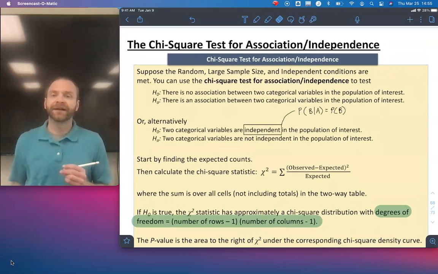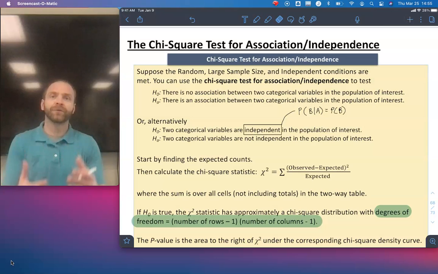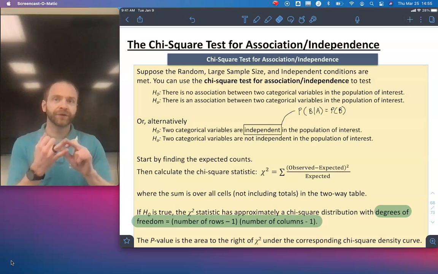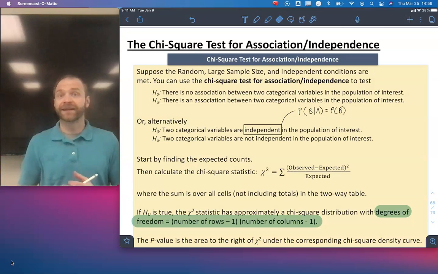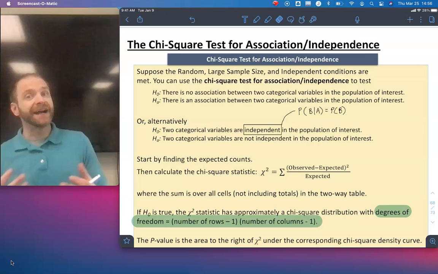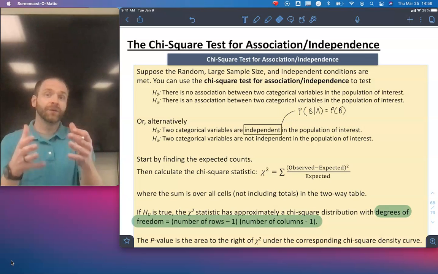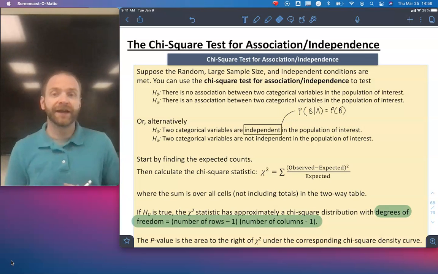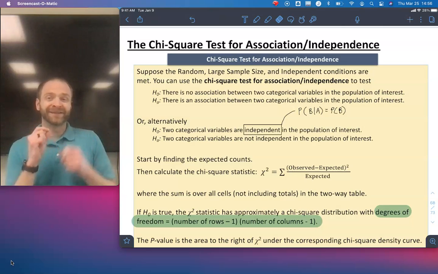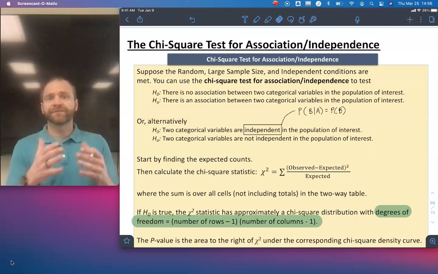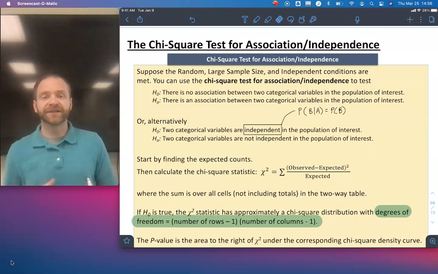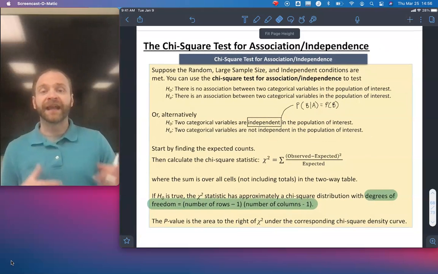I'm not going to write it down, but right here it says find the expected counts. We have that formula: row total times column total divided by table total. That's a way for us to do the expected counts, and we even looked at how to use our calculator to help us out with it. We have our chi-squared statistic: observed minus expected, squared, divided by expected, and add all those up together. That's the same. It's the sum over all cells, not including the totals. Now, again, our degrees of freedom is something we need to keep in mind. I have it highlighted down there. It's the number of rows minus 1 times the number of columns minus 1. The p-value is going to be the area to the right.